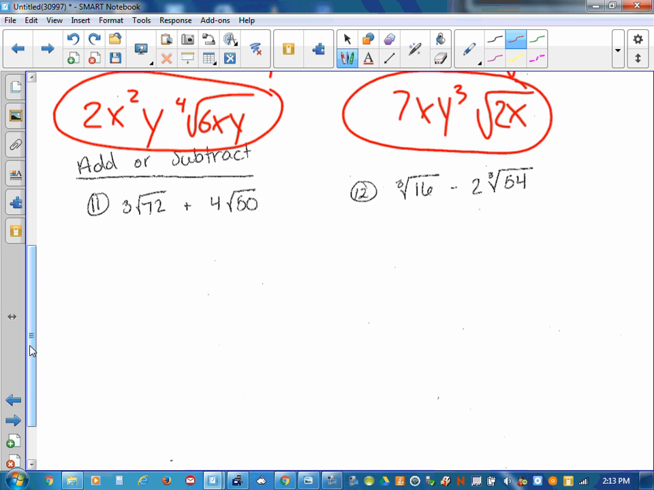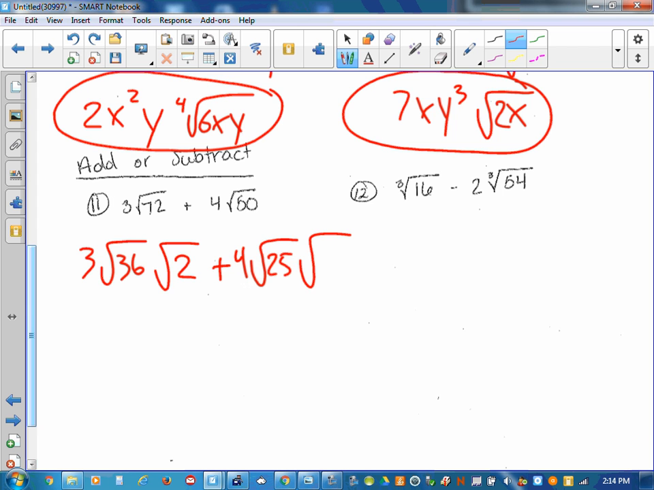We have to have like terms in order to be able to add things together. So we do 3 radical plus 4 radical. I'm going to simplify my radical, simplest radical form. So 72, it doesn't take too long going down the square list to see that it's 36 times 2. 36 is a perfect square, 6 times 6. And then 25 and 2.